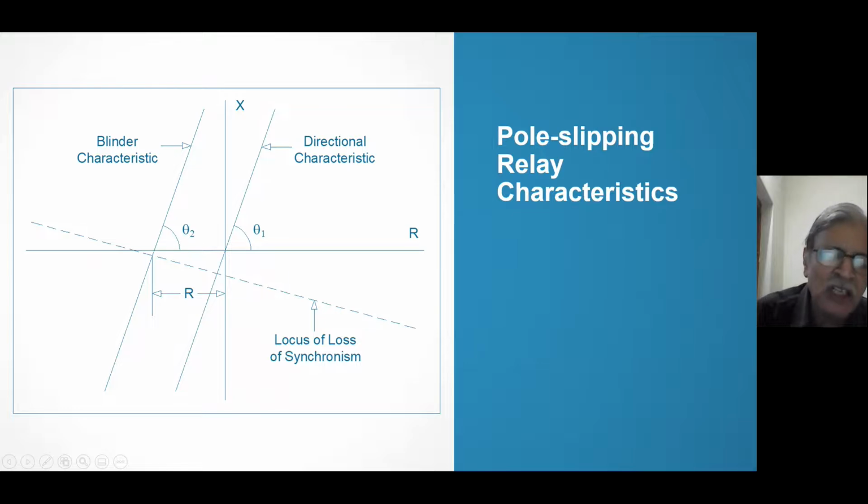Actually, theoretically, if the load angle goes beyond 90 degrees, you are already in the unstable region. But now, when modern AVRs are available, which can boost the voltage up to twice the voltage, it will be able to keep the generator under stable condition for three pole pitches. So you can go up to 270 degrees. And here, that blinder characteristic comes to 270 degrees.